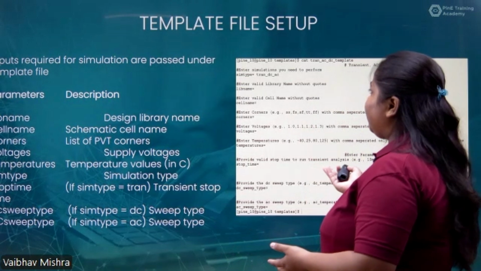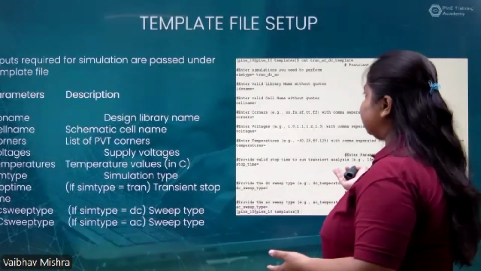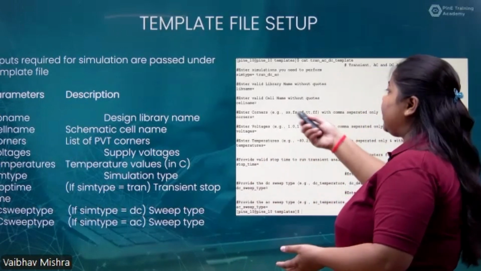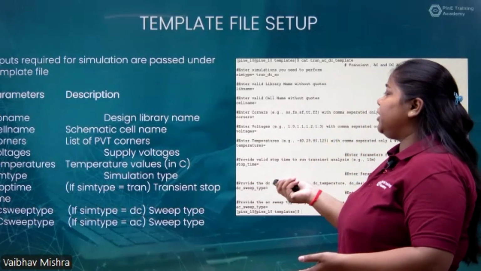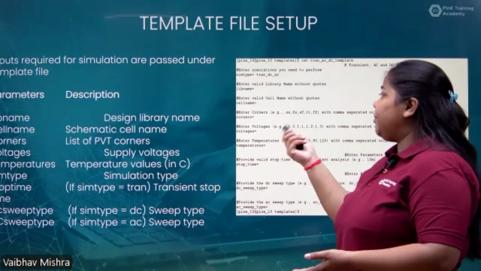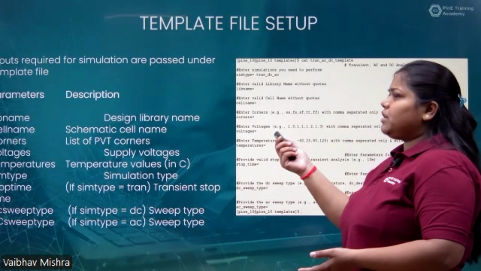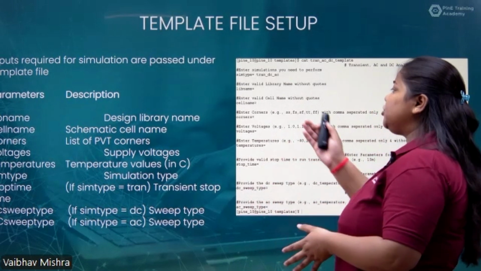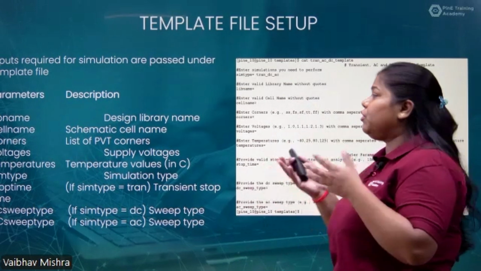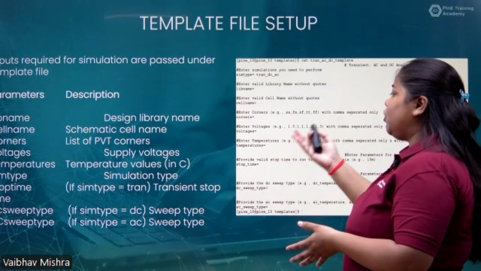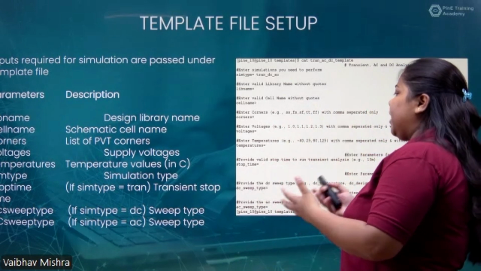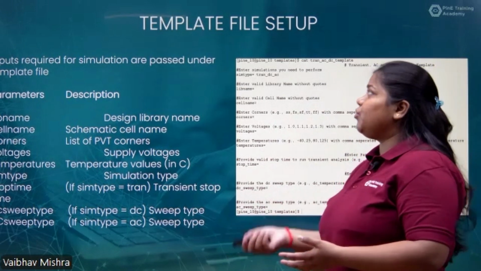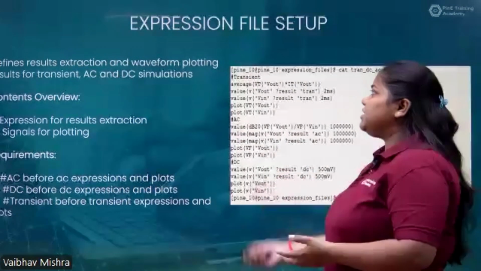What exactly does the template file contain? It contains the simulation type. In the picture you can see the simulation type you will choose, the library name and cell name, for example, in which particular library your project is present and over which particular cell you have to run the project, and the corners, voltages, temperatures, stop times, sweep type, DC sweep type, or anything else. Okay, let's move forward with the expression file setup.